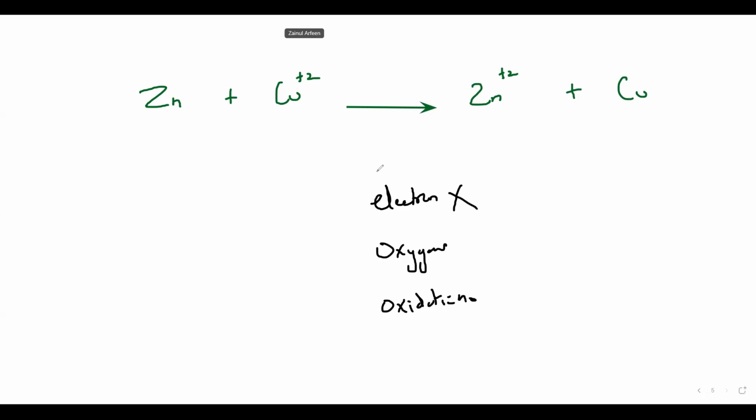When I try to find oxidation or reduction in terms of oxygen, there's no oxygen involved in this chemical reaction, so we cannot use oxygen. Now we are left with oxidation number, so we have to check the oxidation number. Zinc is an element here, and there zinc is an ion. For ions, the oxidation number is the same as the charge. For elements, the oxidation number is 0. So when it's in the element state, the oxidation number is 0.